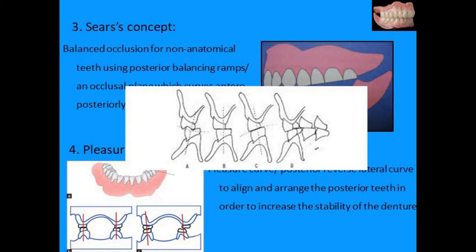So according to Max Pleasure, this curve runs from the palatal cusp of the first premolar to the disto-buccal cusp of the second molar, and here the second molar will give you the occlusal balance and the second premolar gives the lever balance. So this was the Pleasure curve that was proposed by Max Pleasure, and he suggested using this curve to increase the stability of the denture by balancing the occlusion. So this is about the Pleasure curve.